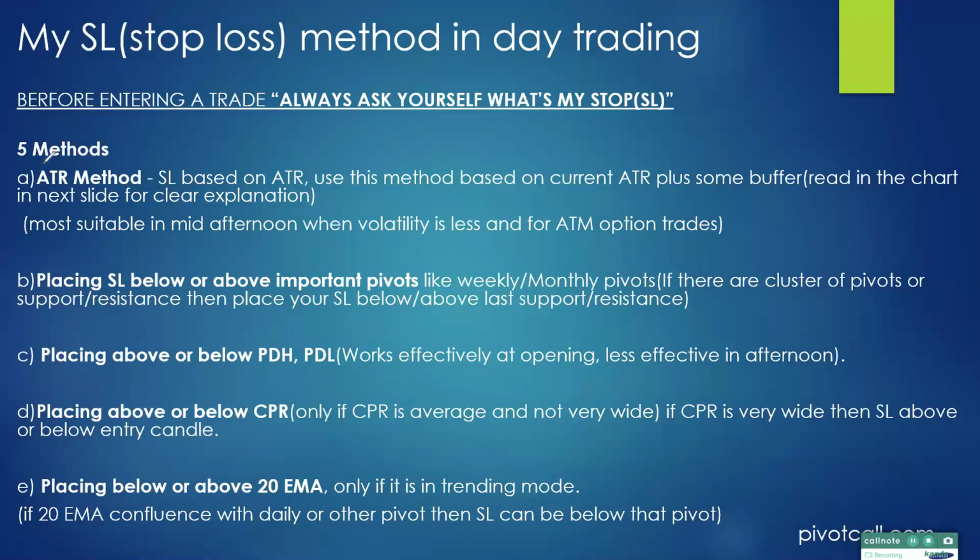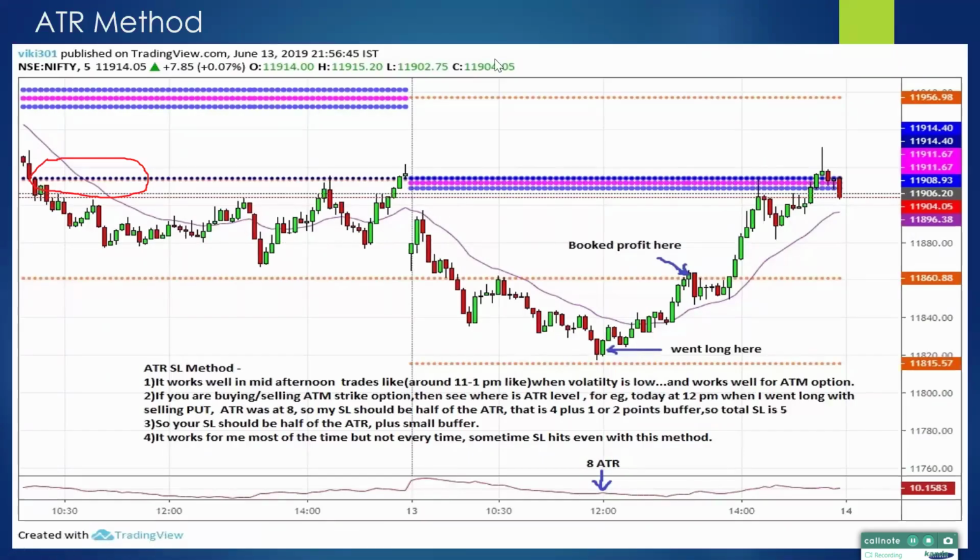ATR method. The ATR method will tell you the volatility. When you take a trade, suppose an in the money or at the money trade, Nifty is here at 11,820. Suppose you are taking the 11,800 call option, thinking that the market will go up, then what you should do is look at the ATR.